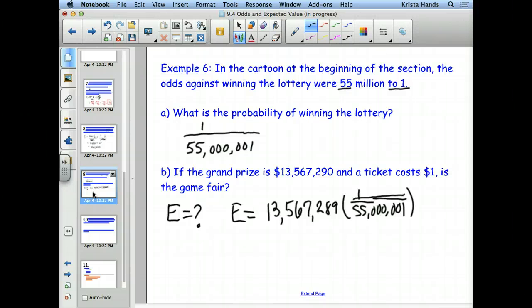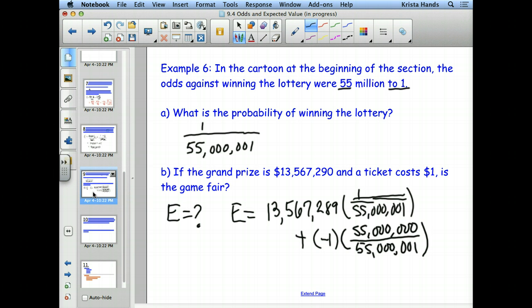What's the other option? You lose. And when you lose, what happens? You lose $1. So what is your value if you lose? -1. How likely is it that you lose? 55 million over 55 million and 1. Yes. So before we go through calculations, does everybody see where the pieces came from? Any questions about those pieces?